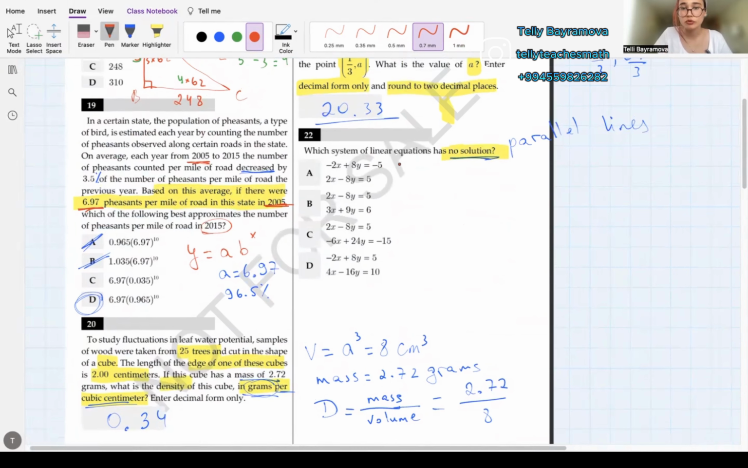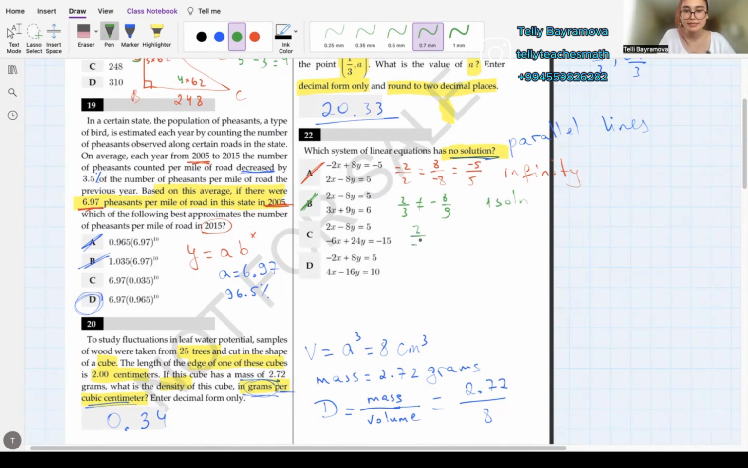Which system of linear equations has no solution? Negative 2 over 2 equals 8 over negative 8 equals negative 5 over 5. It is exactly the same thing. So how many solutions? Infinite. You can write this one with decimals as well, but it's easy to write like that. 2 over 3 is not equal to negative 8 over 9. It's not equal, so one solution.